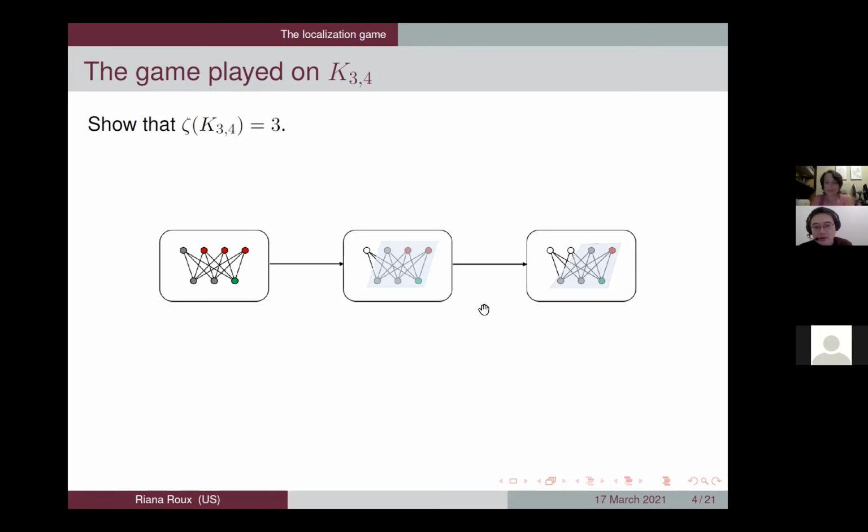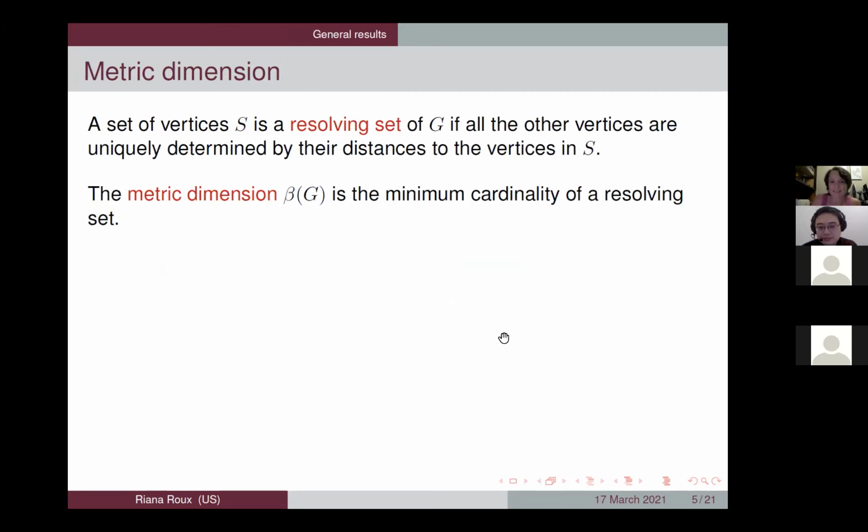So where I want to go from here is to give you some idea about bounds on this parameter. And this first one actually comes from where the game actually comes from. So if you know about cops and robber games on graphs, you might think that this originated from the original cops and robber game, but it did not. This game actually comes from the idea of a metric dimension of a graph.